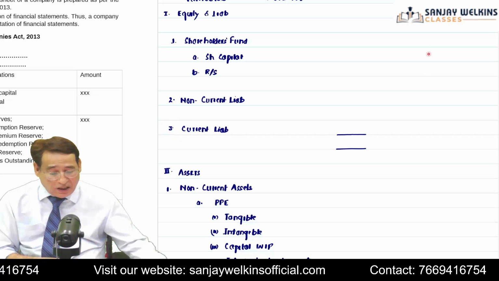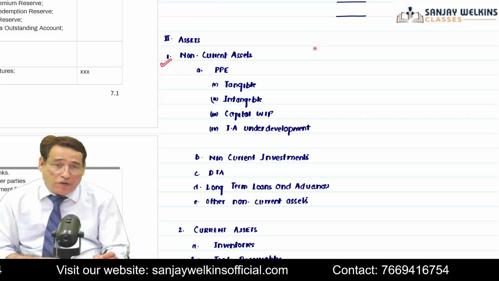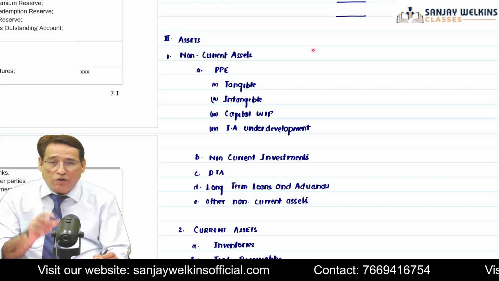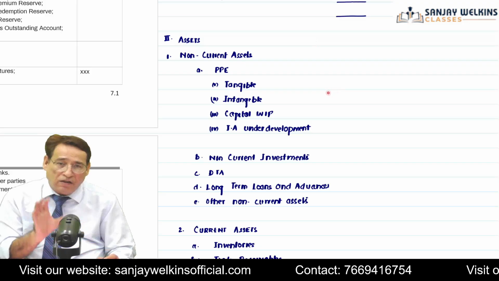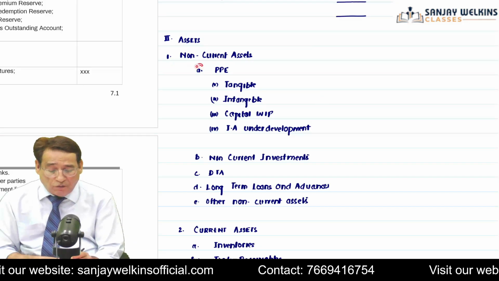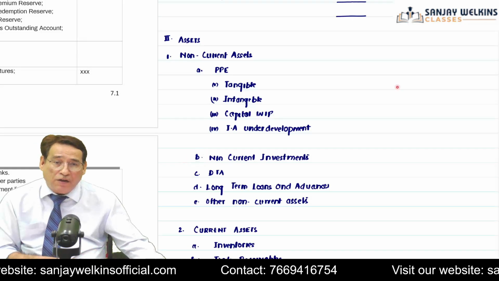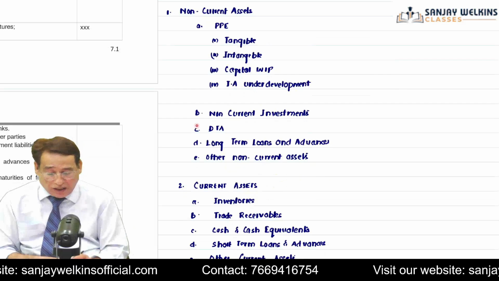Similarly, as far as the asset side is concerned, as you know, it is divided into two parts. One is non-current asset, and another is current asset. First of all, under non-current asset, we shall write property, plant and equipment. Then we are going to write non-current investments, and then we are going to write deferred tax asset.